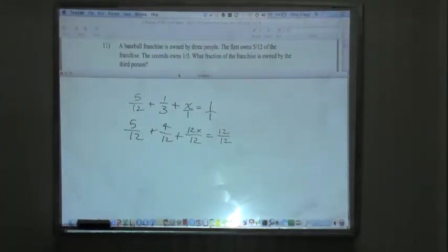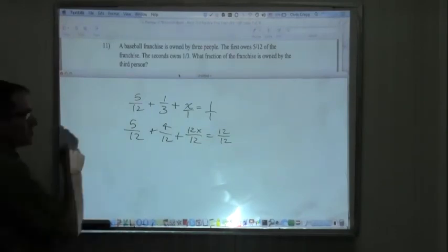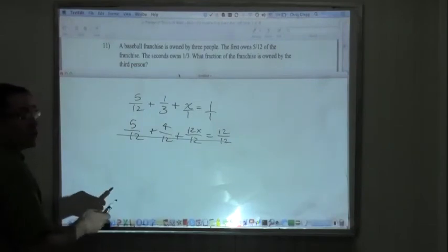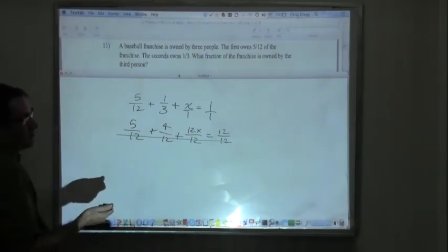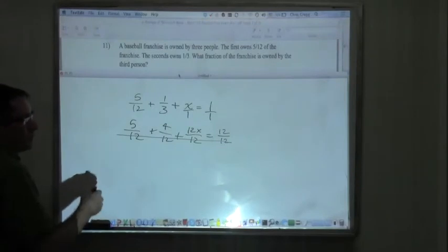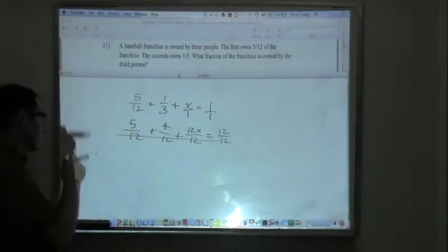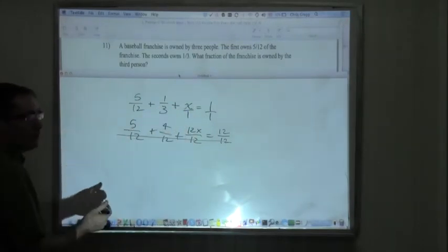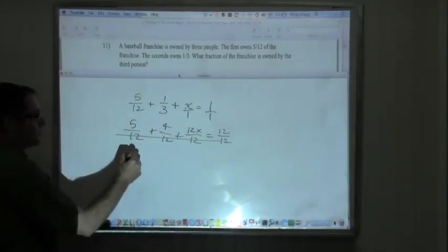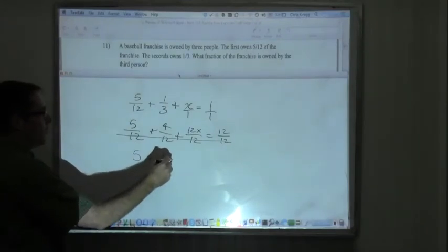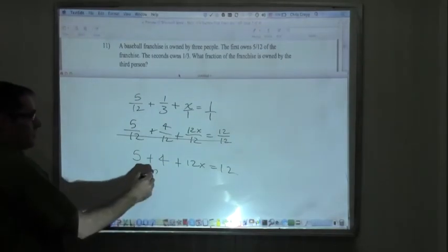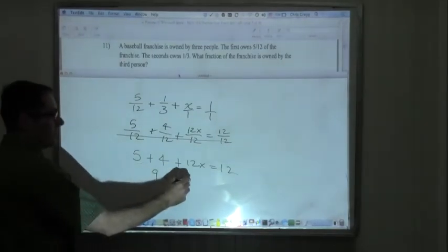And then the nice thing about this is all those denominators go away. You can just get rid of all of them. Because if everything's over 12, you could just get rid of the 12s there. Or you can multiply everything by 12, and that would get rid of all the bottom 12s. So you're left with 5 plus 4 plus 12x equals 12. 9 plus 12x equals 12.